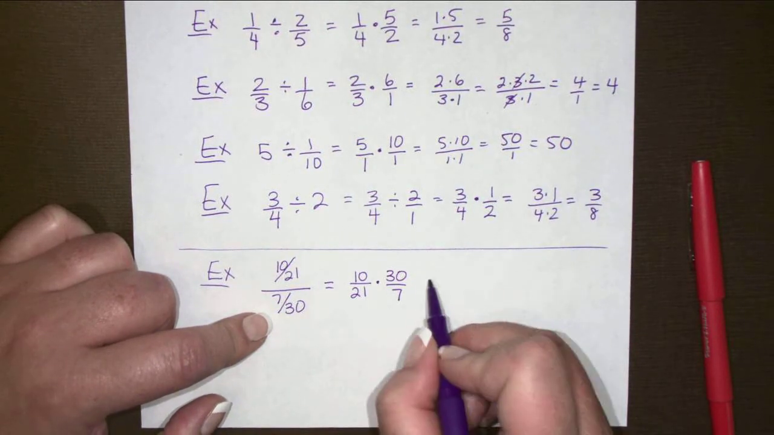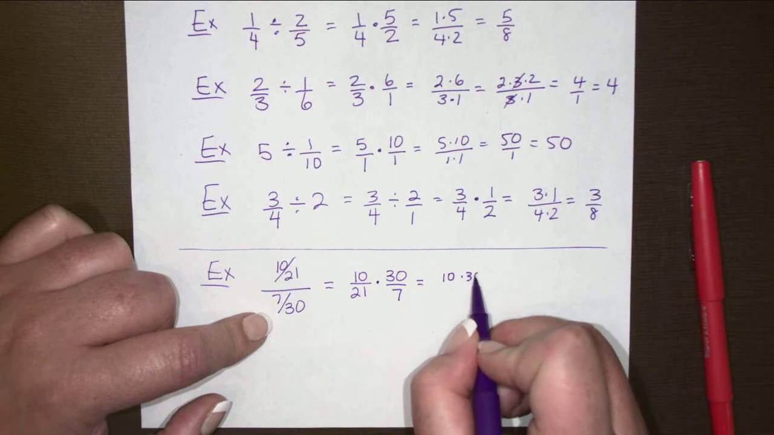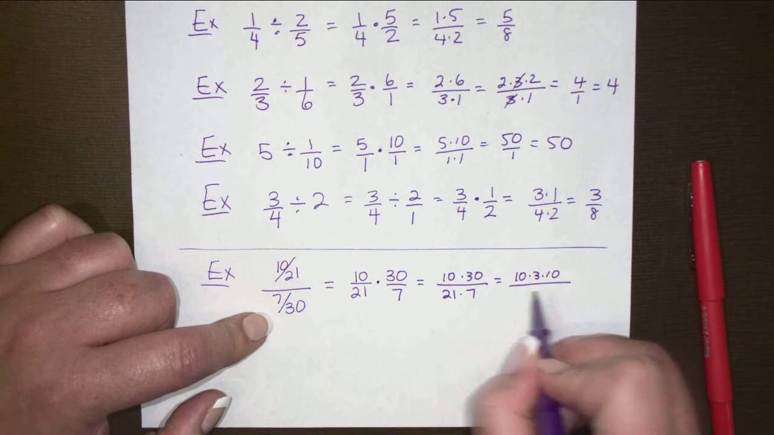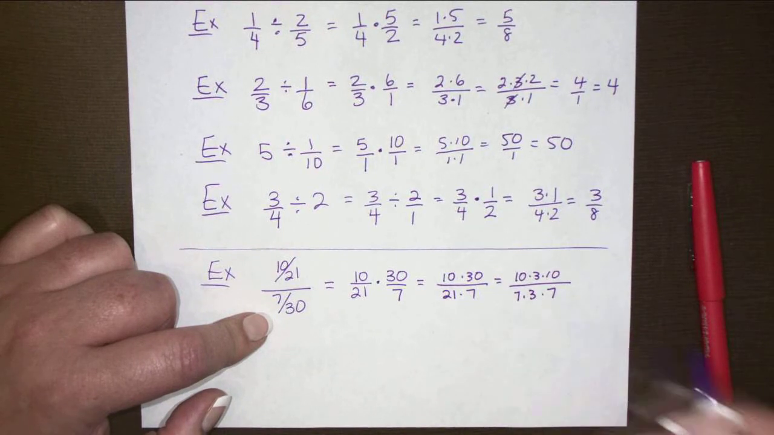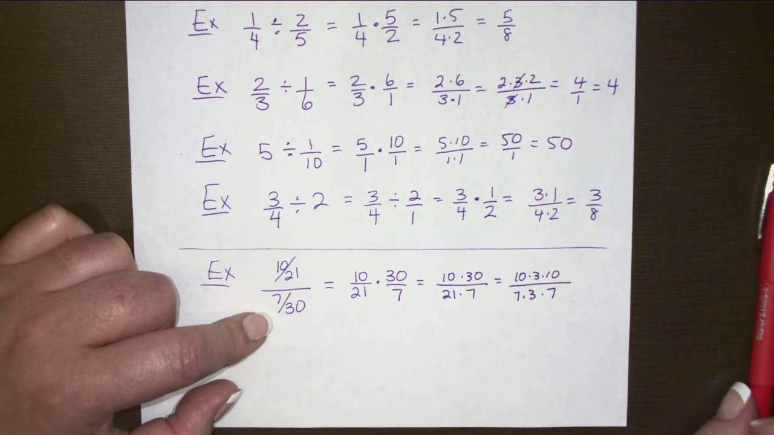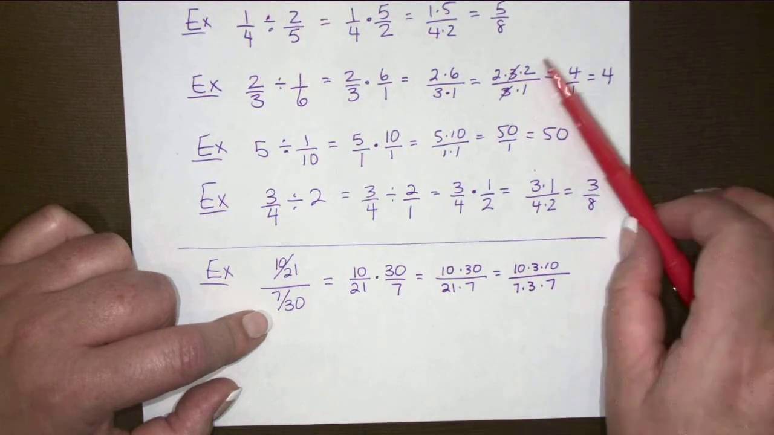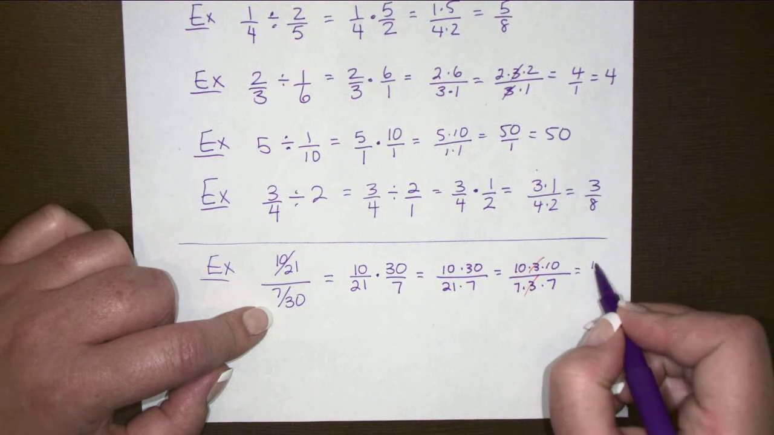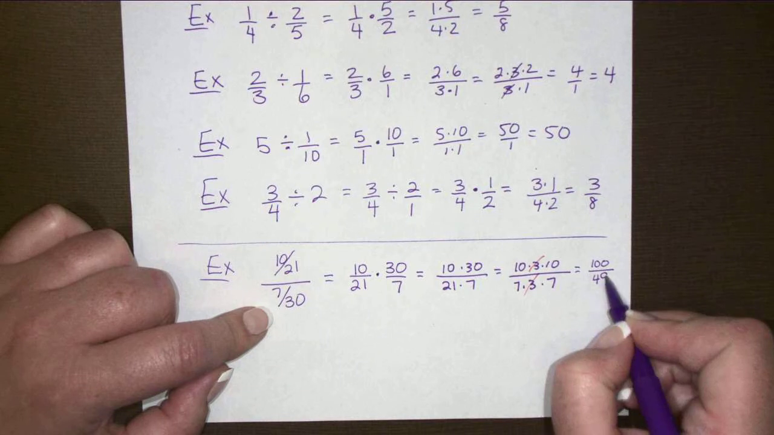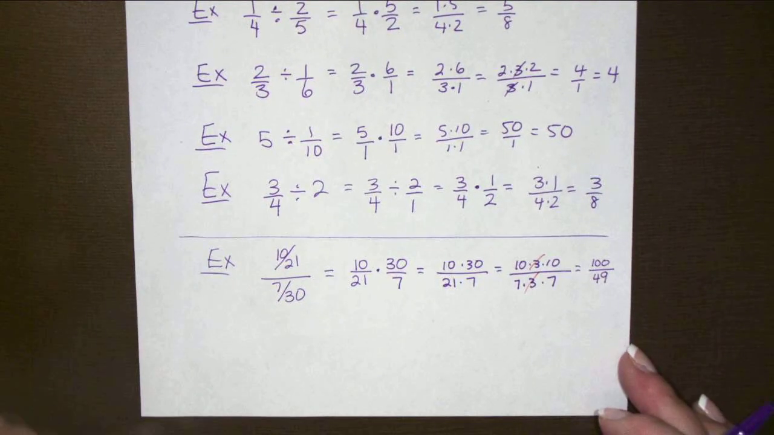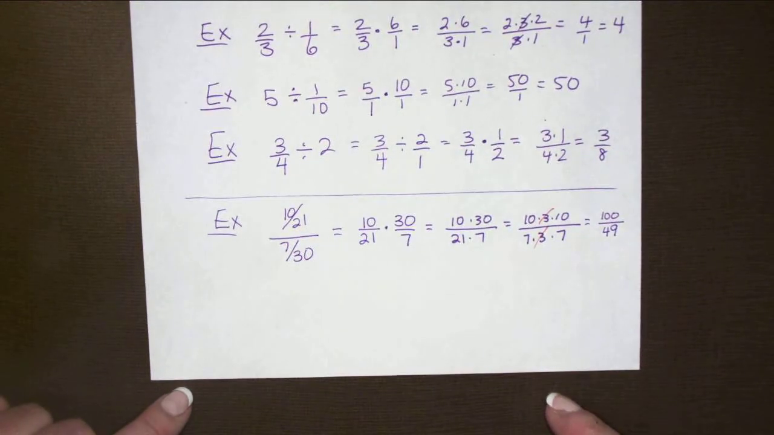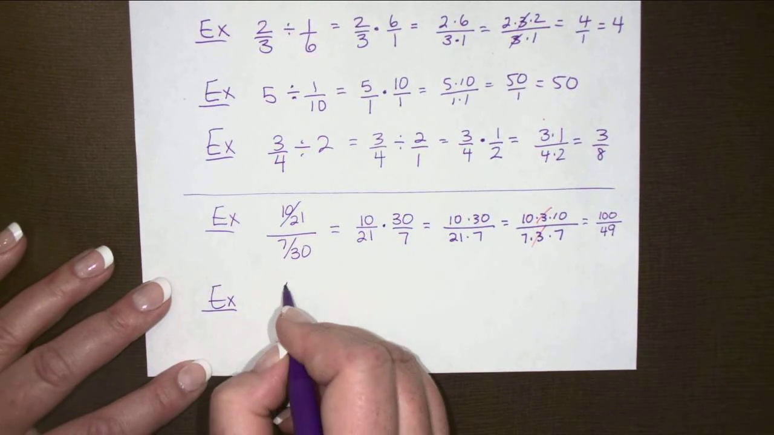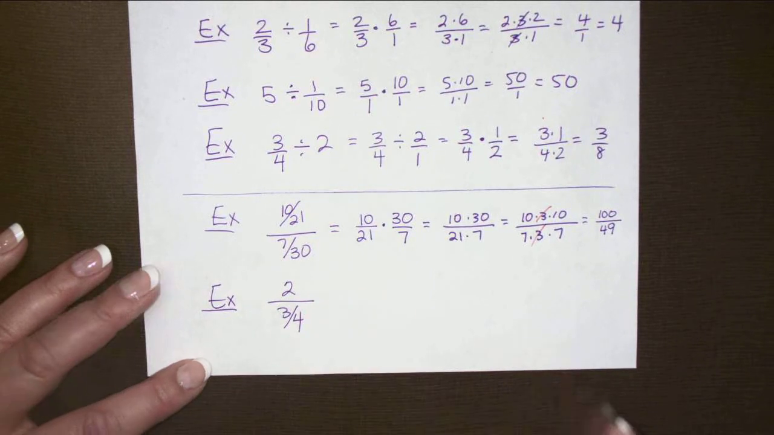Okay, now does this simplify? It looks like it might. 10 times 3 times 10. 21 is 7 times 3. So some 3's cancel. Nothing else? 10 times 10. 7 times 7. And you leave it as an improper fraction. You don't make it into a mixed number. Okay, here's one for you to do.